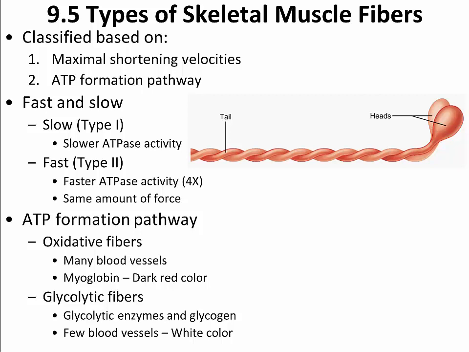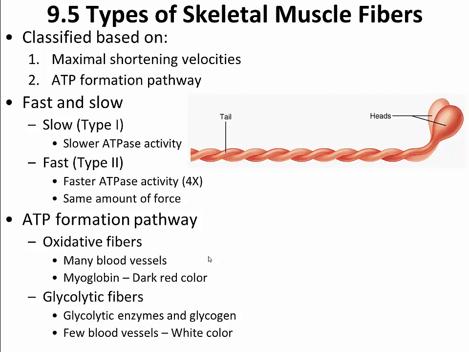Now, as far as ATP formation goes, we categorize muscle fibers into two different categories. The first, shown here, are oxidative fibers. These are fibers that are really good at making ATP, that primarily make their ATP via oxidative phosphorylation, as you would imagine. So they have many blood vessels, many mitochondria, and they have a high concentration of myoglobin, which is an oxygen-carrying protein similar to hemoglobin found in blood. And these features together give this type of muscle fiber a dark red color.